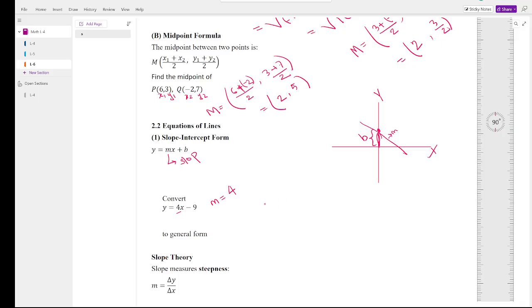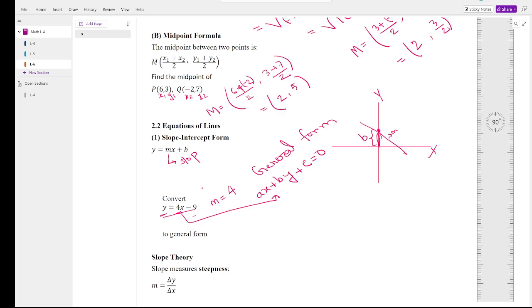We should learn what the general form of the equation of a line is. It is ax plus by plus c equal to 0. This is the general form. So we need to convert this equation like this. Look here: here is by, here is ax, here is c.